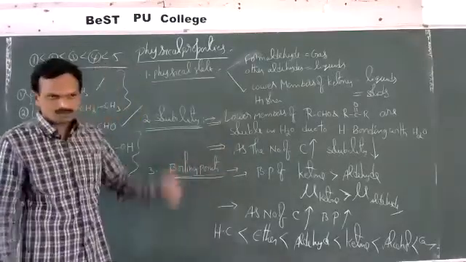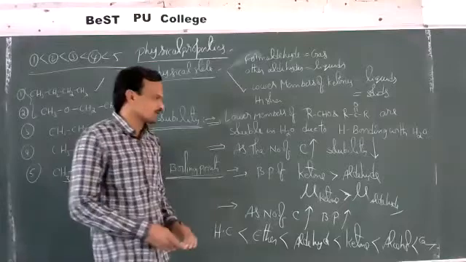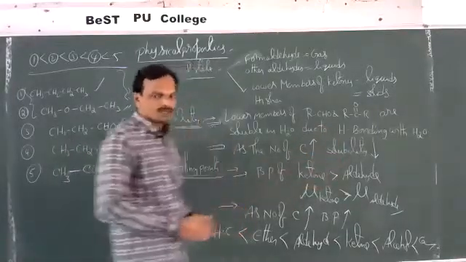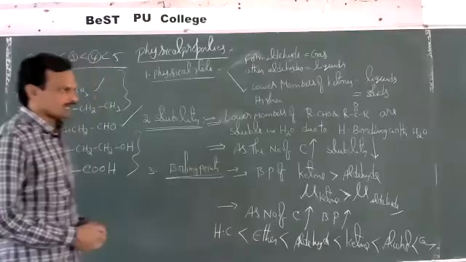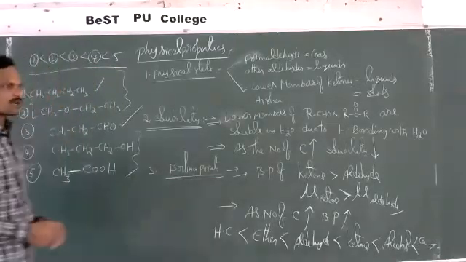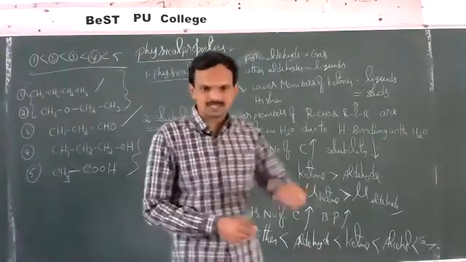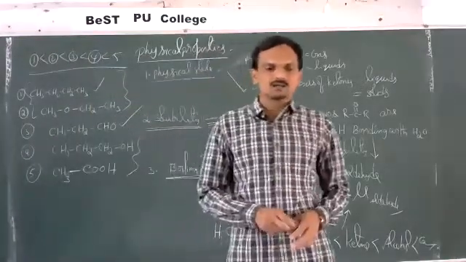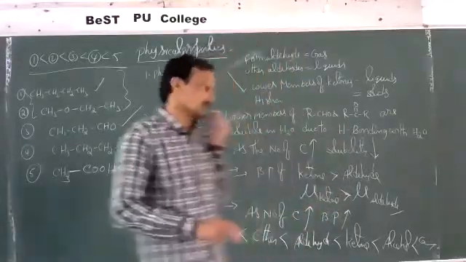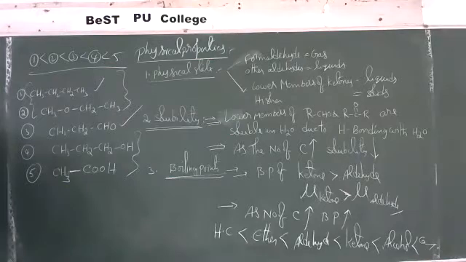Boiling points. Among isomeric aldehydes and ketones, the boiling point of ketone is more than aldehydes because the dipole moment is more for ketones than aldehydes. As the number of carbons increases, boiling points increase. The boiling points of aldehydes and ketones are more than hydrocarbons and ethers, but less than alcohols and carboxylic acids with nearly similar molecular masses. This is regarding the physical properties of aldehydes and ketones.